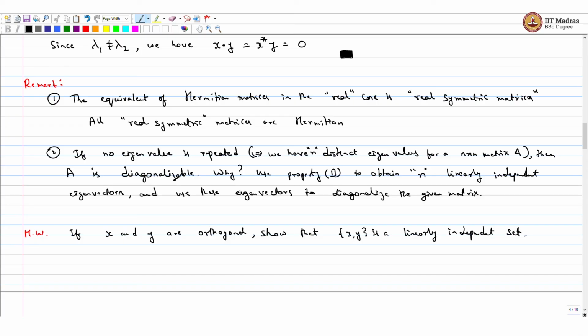So property 2 says that if I have n distinct eigenvalues, I can infer that I'll have n linearly independent eigenvectors, and I can stack these eigenvectors in a matrix and diagonalize it. That's really the claim that we are trying to make.